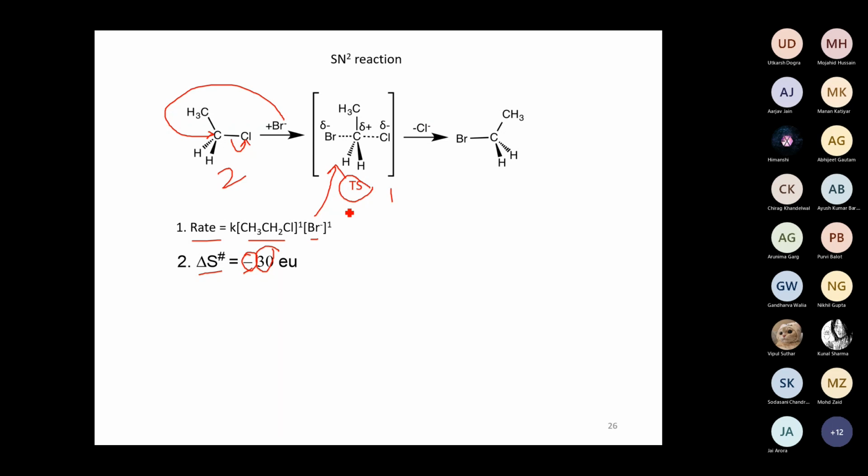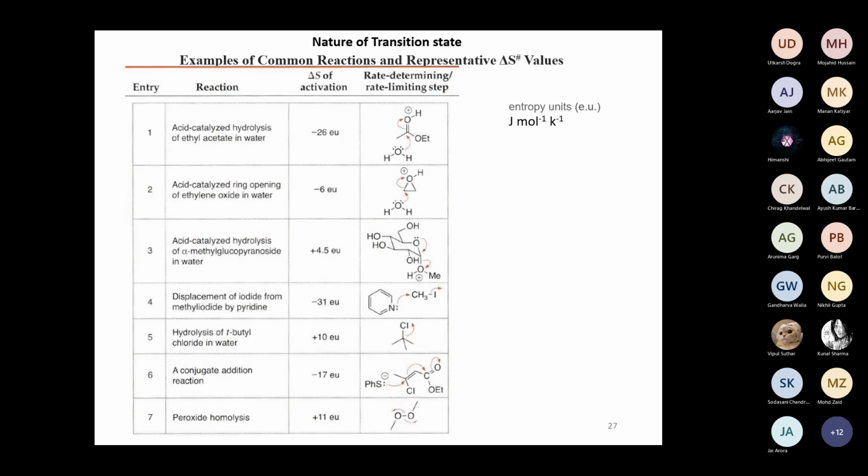Okay, so we stopped here in the last class. So now I'm going to give you more examples, briefly. This one is the acid catalyzed hydrolysis of ethyl acetate that we discussed before, right? Here the rate determining step is the attack of water on the carbonyl carbon of the ethyl acetate. So this is the rate determining step.